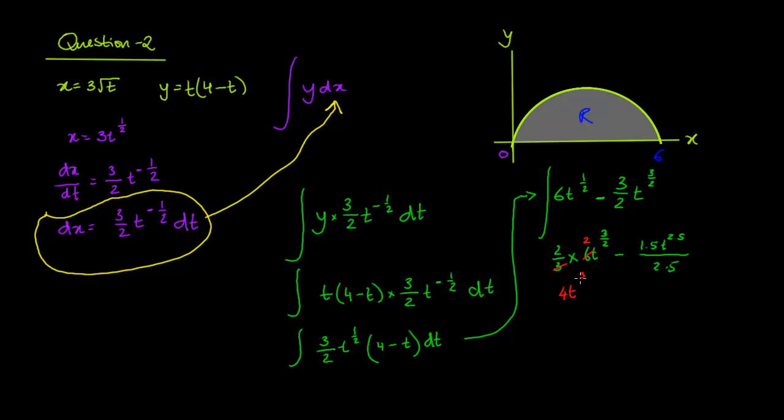4t to the power of 3 over 2 minus 0.6t to the power of 2.5. So that would essentially lead us to 4t to the power of 1.5 minus 0.6t to the power of 2.5.